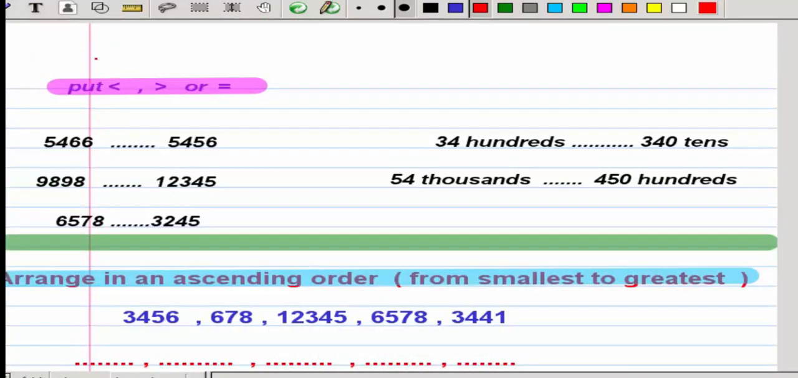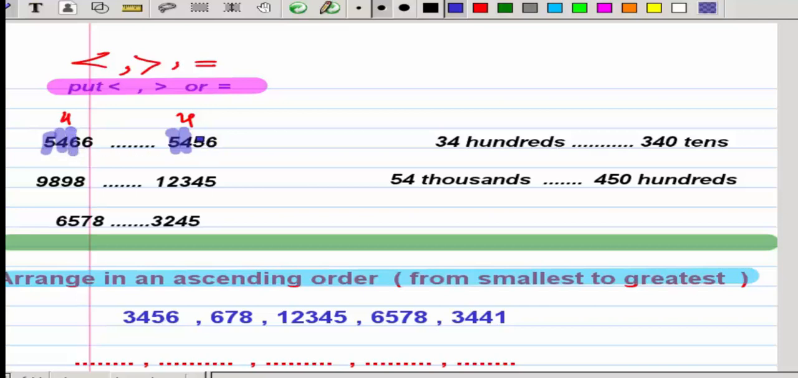Here he said less than, more than, or equals. Here we have two numbers, we must count 1, 2, 3, 4, and here also 1, 2, 3, 4. So here we write 4 and here 4. We will start from the left side. Here we have 5 and here 5, equals. Here we have 4, 4, equals.